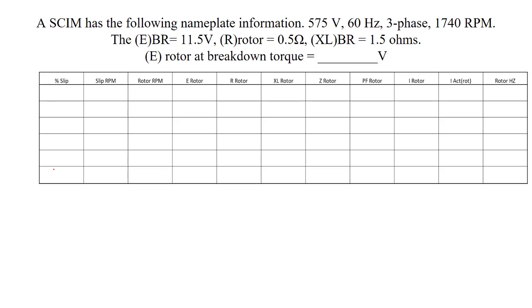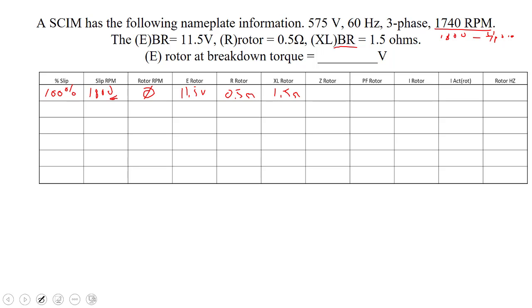Okay, so at 100% slip, we're going to have a slip RPM of 1800 and a rotor RPM of 0. You may ask, how did I know it was 1800? I know that in a 2-pole motor, it's 3600 RPM. In a 4-pole motor, the synchronous speed is 1800. The speed of the motor has to be slightly less than the synchronous speed, so we have to have a 4-pole motor here. All right, E of the rotor is 11.5 volts. R of the rotor, 0.5. XL, 1.5.